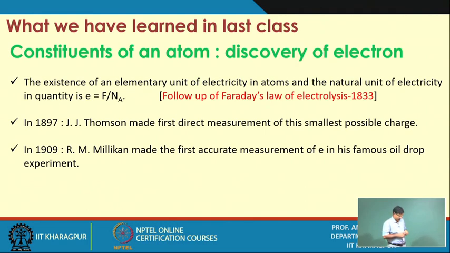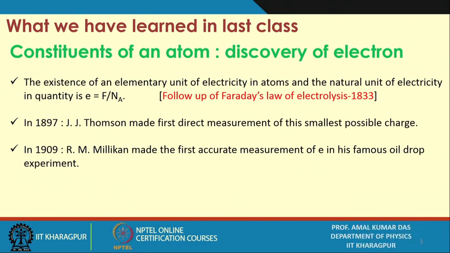The second thing we wanted to know is what the constituents of an atom are. In that direction, one constituent is the electron. How was the electron discovered? We have seen the existence of an elementary unit of electricity in atoms, and the natural unit of electricity in quantity is e equal to F by Avogadro number, where F is the Faraday constant. This came up following Faraday's law of electrolysis.